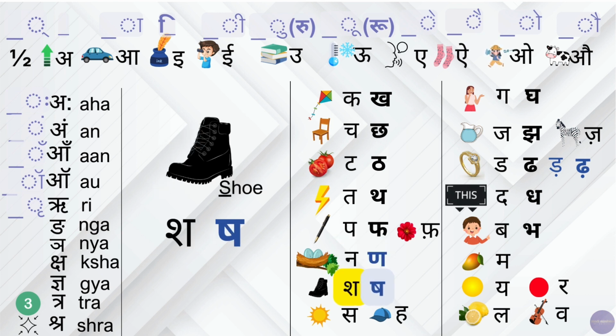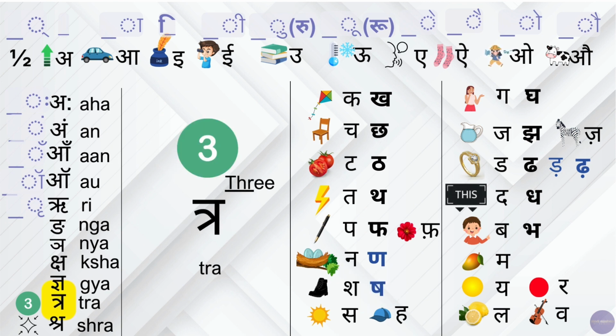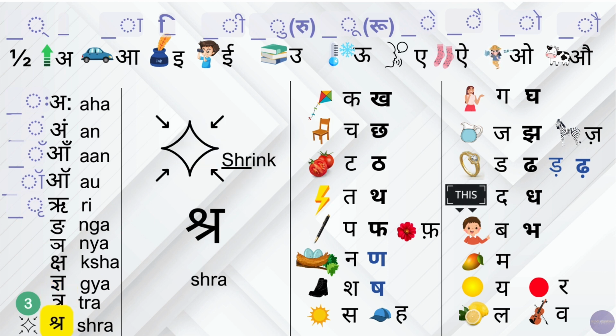Shoe is related to 2 letter sounds. The one in black is normal sh, as in shoe. The one in blue is the retroflex rolled tongue sound, which is ch, ch. Notice the difference, sh, ch. Tree, thr, thr. Shrink, shra, shra.